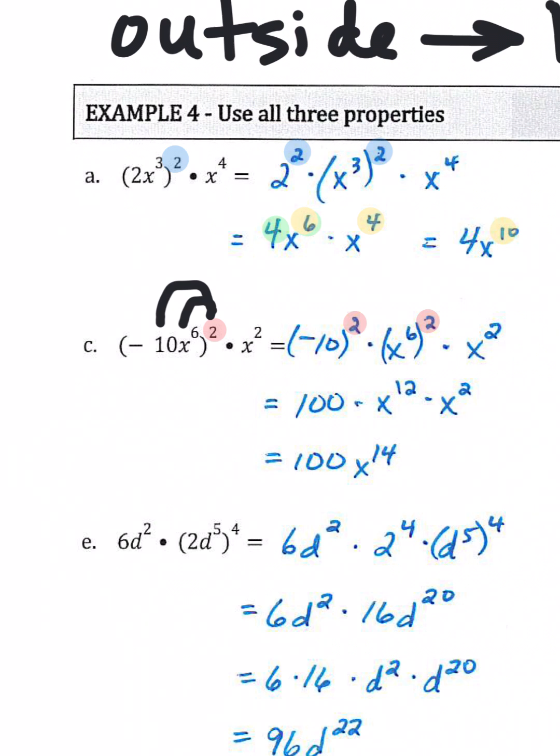If we actually calculate that, negative 10 squared is 100. X to the 6th squared is x to the 12th. The last step, we get x to the 14th, because we do this 12 and the 2, we add them together.